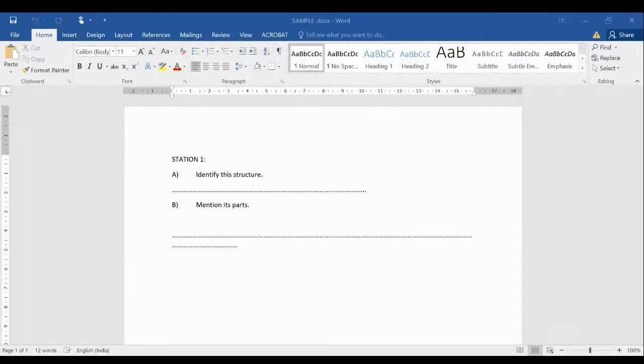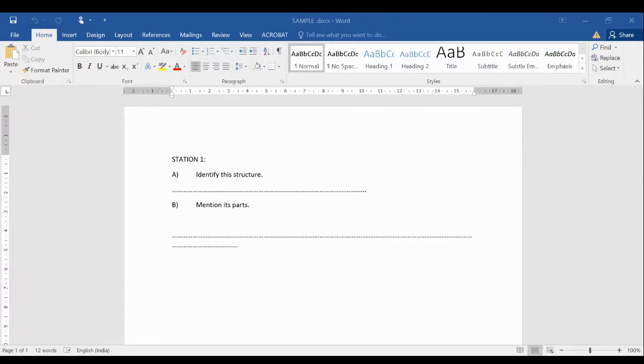So here, there will be a station 1. Like this example, depending upon the stations, you may have 10 stations, 11 stations, or whatever it is. That will be decided later. Okay. So this is just one station. I am giving one example. We will ask you to identify this structure.